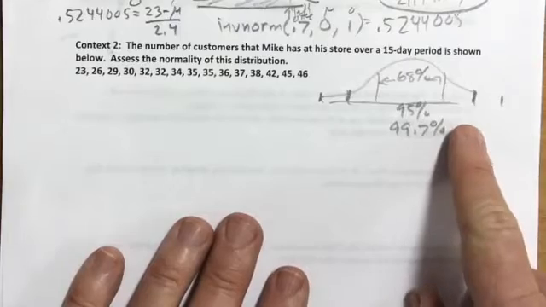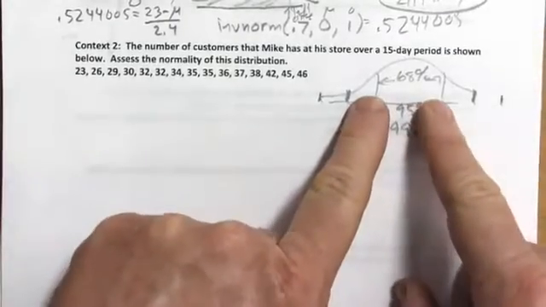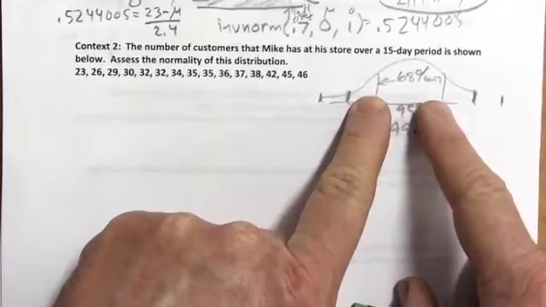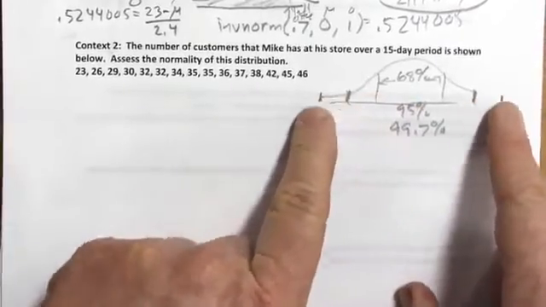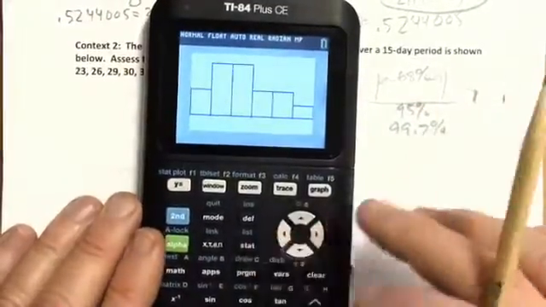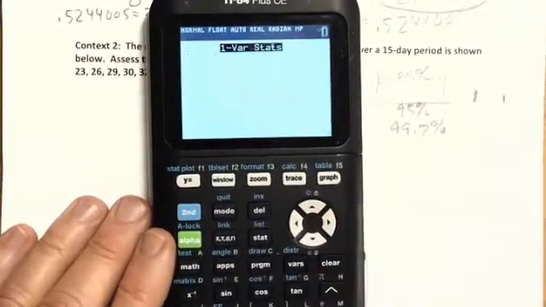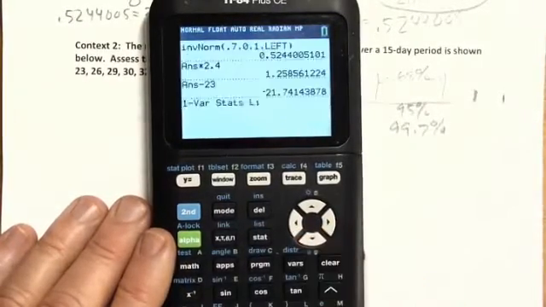The next thing, which is the most time intense part of this, is to see if it obeys the 68, 95, 99.7 rule. So we want to see if roughly 68% of the values are within one standard deviation, 95% are within 2, and 99.7% are within 3. So we need the mean and standard deviation.